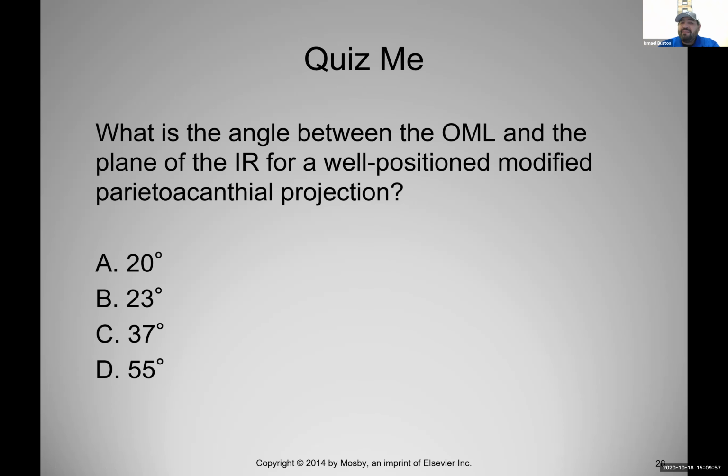All right, what is the angle between the OML and the plane of the IR for a well-positioned modified parietal acanthial? Well, you know it's not 37. For the modified, it's 55. And when you have this angle, where do the ridges now go? They go into the lower half of the maxillary sinuses. Okay.